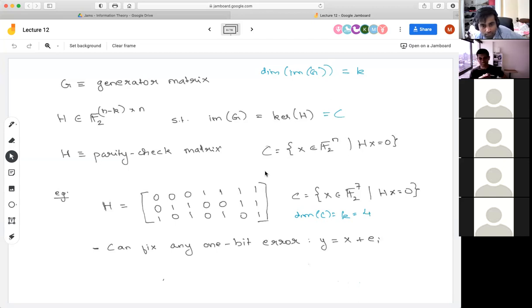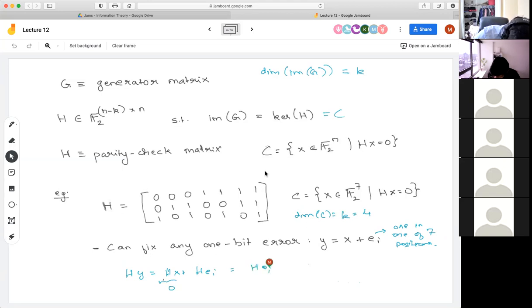And I claim that it can actually fix any 1-bit error. So let's say they're giving 7-bit strings, which are code words, and let's say you make an error in one of these positions. So you have e_i, which is just 1 in one of the 7 positions. Then if you receive such a y, h times y is equal to h times x plus h times e_i. This is 0 by assumption. So you get h times e_i.